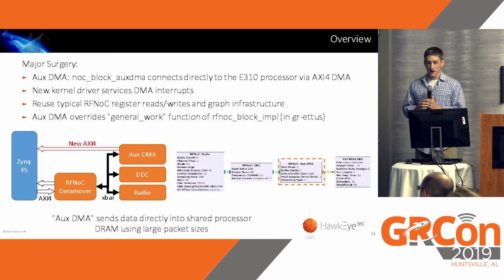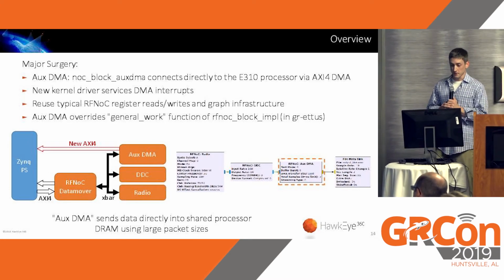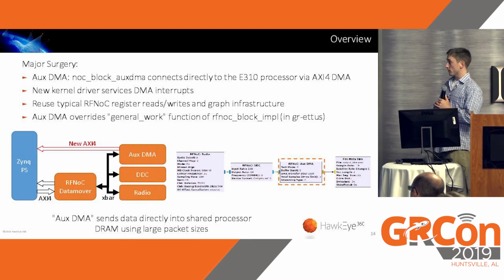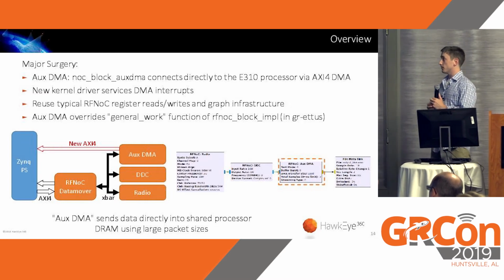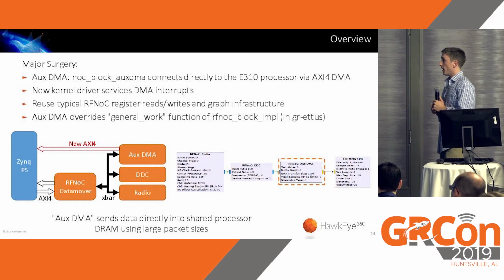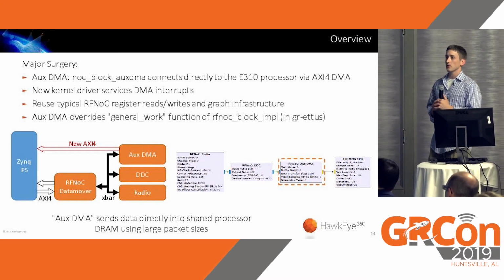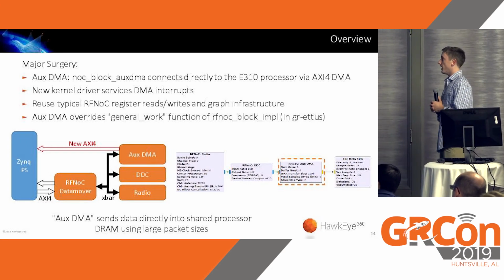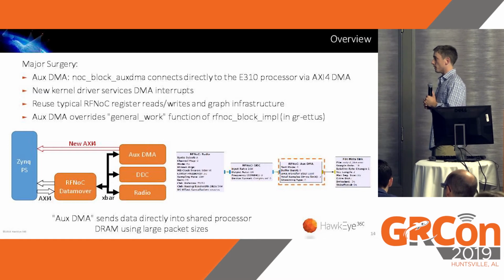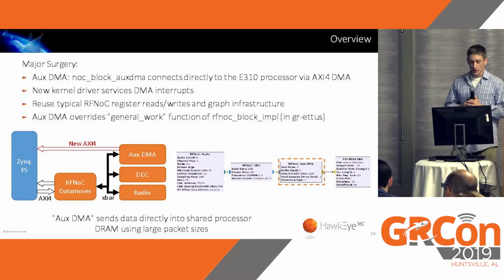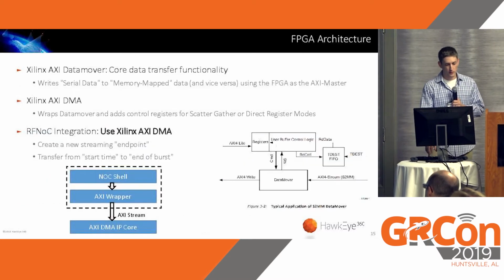Next, we wrote a kernel driver in order to service these interrupts. After that, we have a UHD block controller that is able to twiddle the register reads and writes using RFNoC's helpful infrastructure. And then in GNU Radio world, we override the general work function, as with everything else, and feed the samples into GNU Radio and just use a file sink operation. The trick here is that the DMA that we put together uses larger packet sizes, so I'll talk about that a little bit more later.